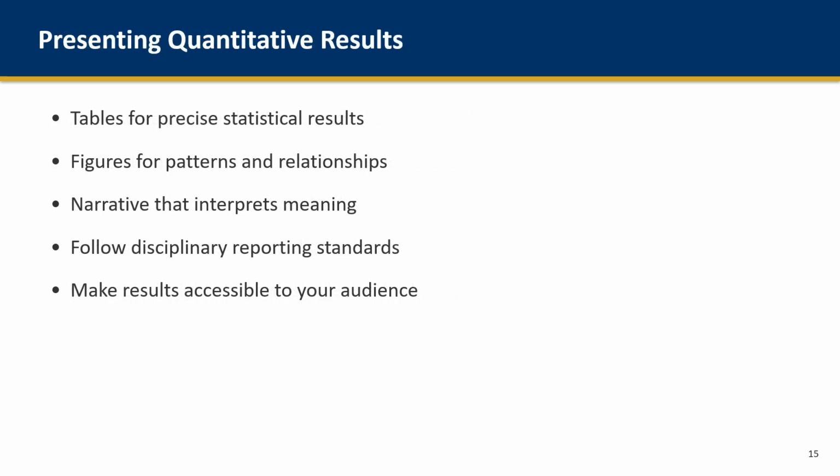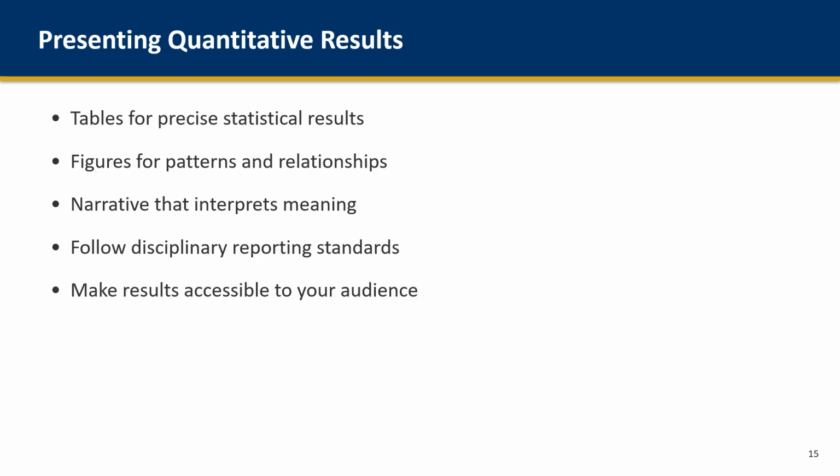Presenting quantitative results effectively requires strategic choices about what to include and how to display it. Tables work best for presenting precise statistical values: means, standard deviations, test statistics, p-values, effect sizes. Well-designed tables organize information efficiently, allowing readers to find specific values. Keep tables focused rather than overwhelming readers with everything you calculated.